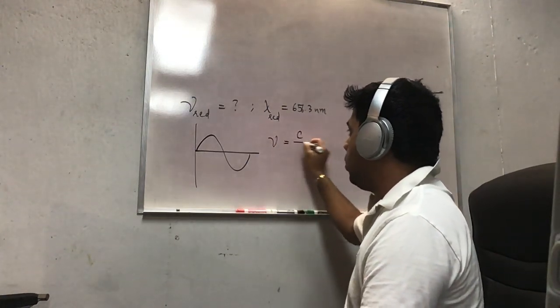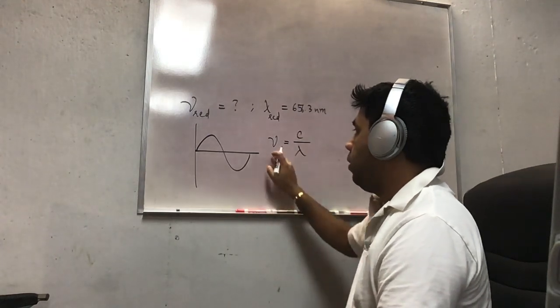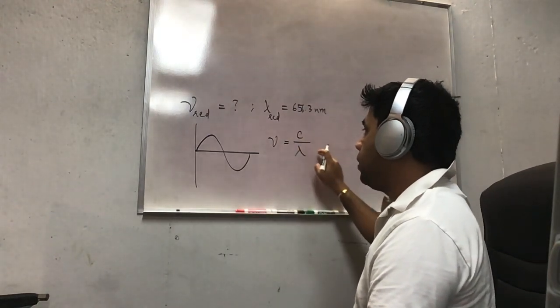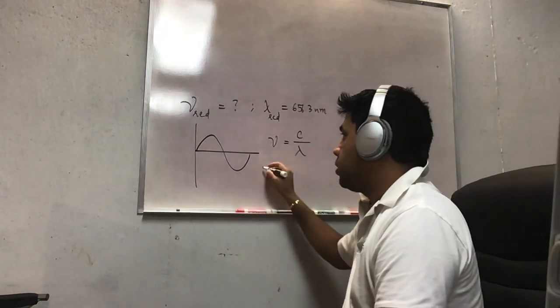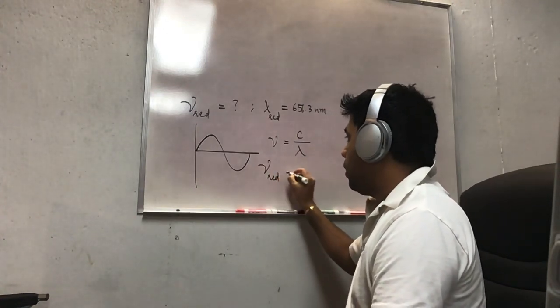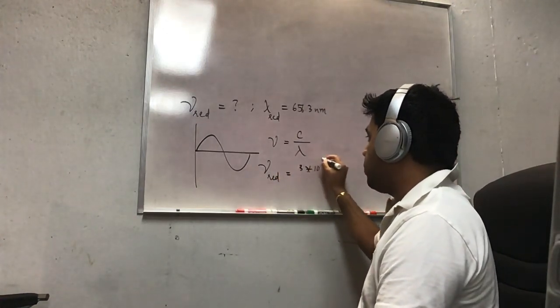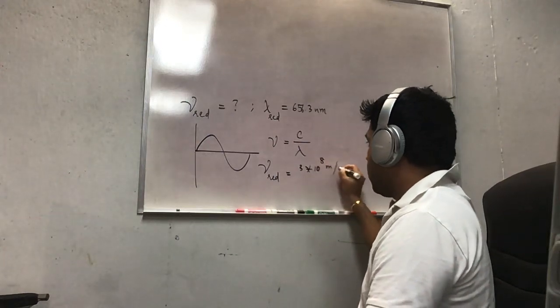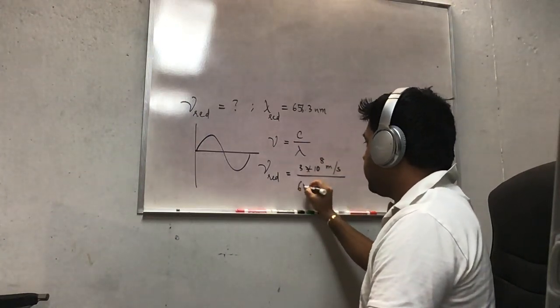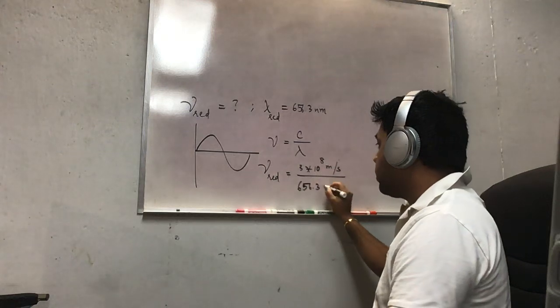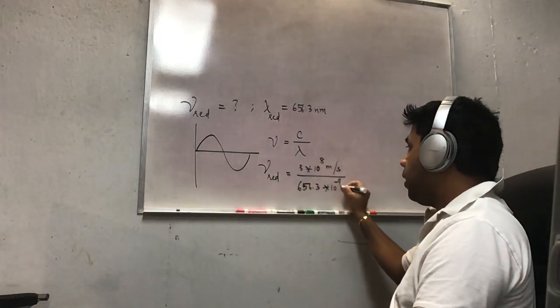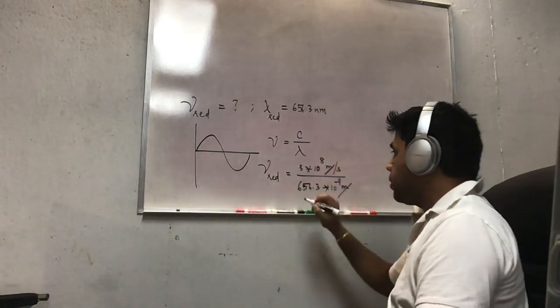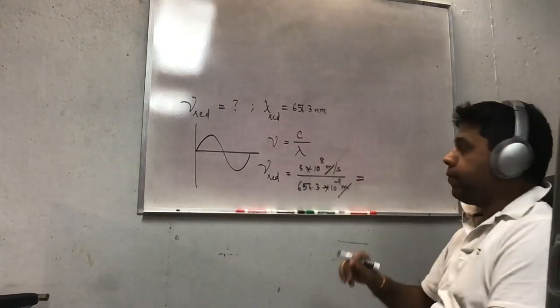Frequency is equal to c over lambda. Frequency is the speed of light divided by the wavelength of the light. So frequency of the light is 3 times 10 raised to 8 meters per second divided by 656.3 nanometers. Nano is 10 raised to negative 9 meters, because the meters and meters cancel. What do you guys get here?